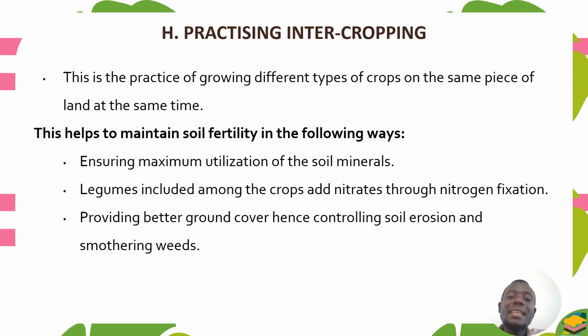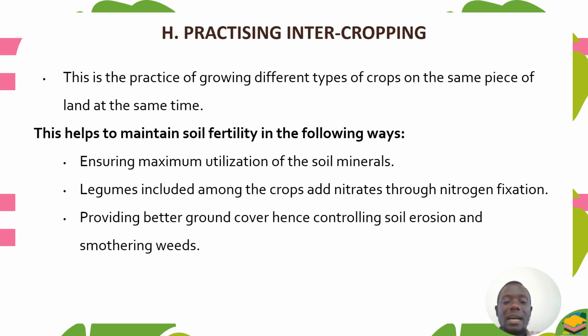Let's look at practicing intercropping. This is the practice of growing different types of crops on the same piece of land. So you grow different kinds of crops on the same piece of land. Intercropping helps to maintain soil fertility in the following ways. One, it ensures maximum utilization of the soil minerals, since we've got different kinds of crops on the same field. If legumes are included, the legumes help to fix nitrogen to the soil. In such a way, we're improving soil fertility.